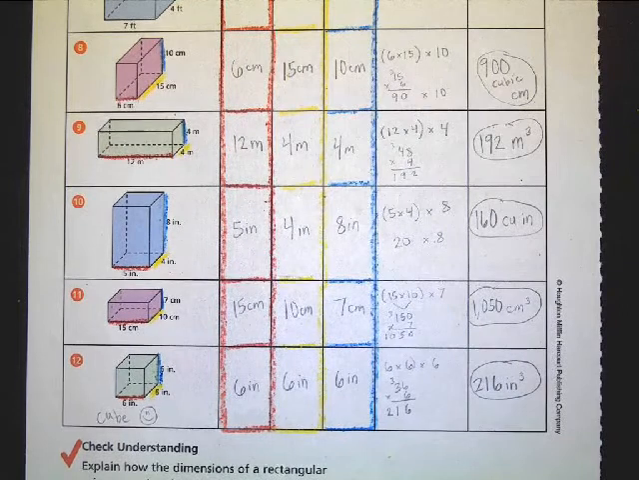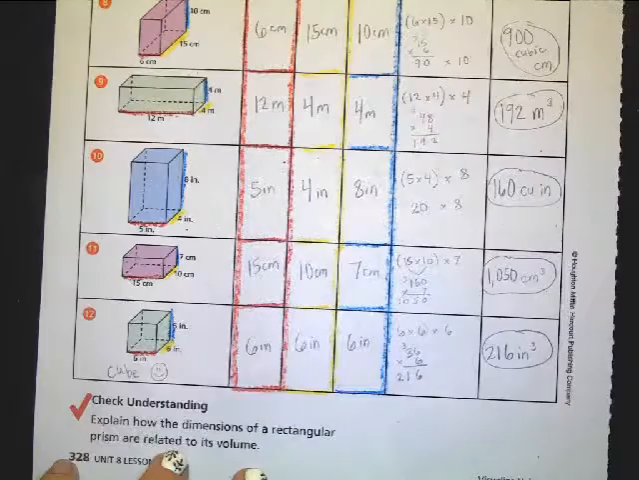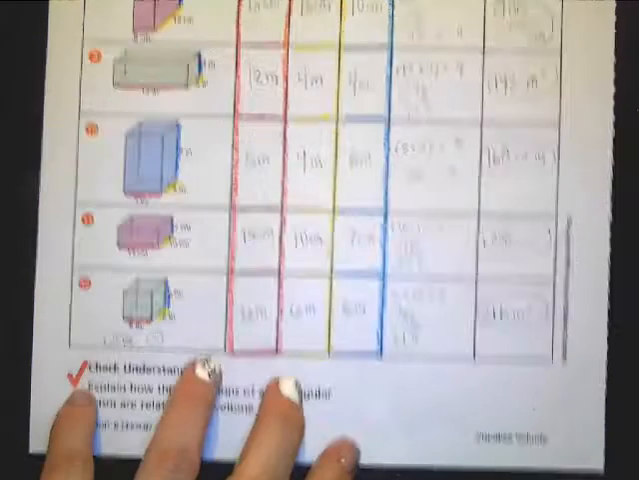Here's the answer in 3, 2, 1. 216 inches cubed. Did you get that? Okay.